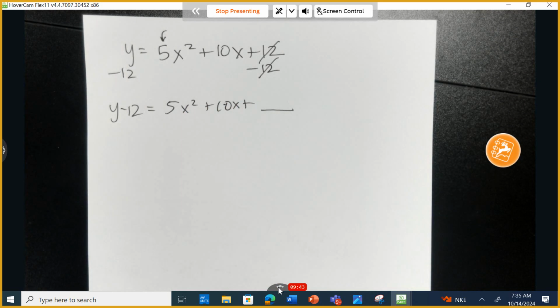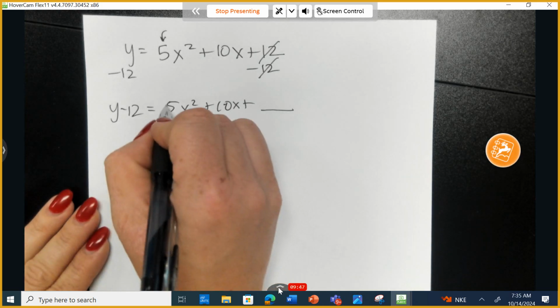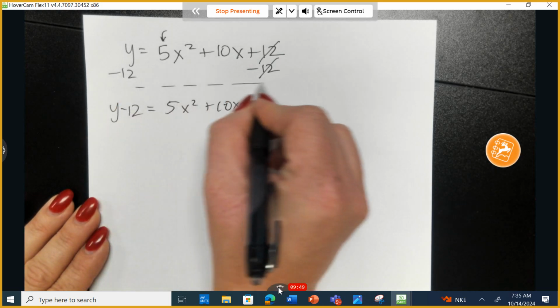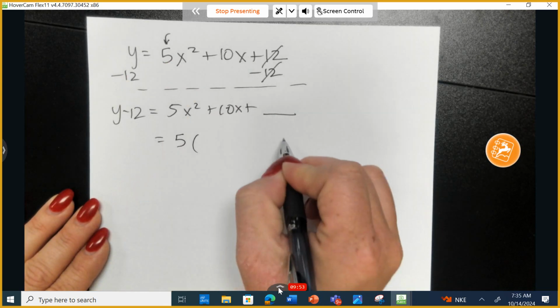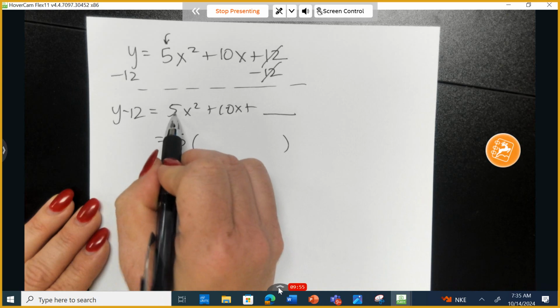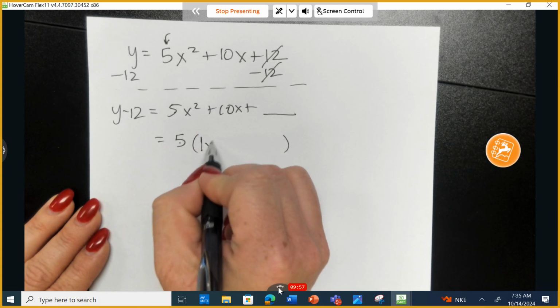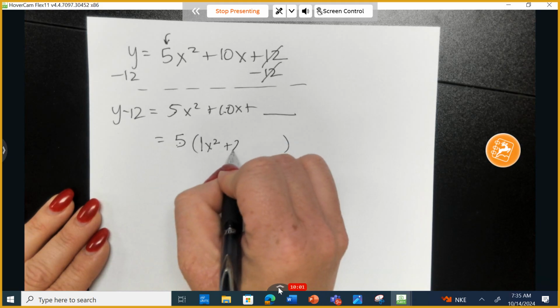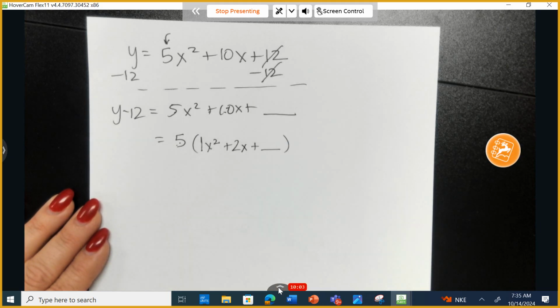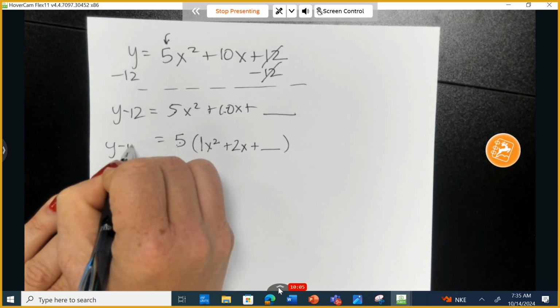Or maybe I want to combine those steps to do one less step. After this part is done, I can simply right away factor out the 5. So I'm factoring out the 5. Now how do I get what goes inside? 5 divided by 5 is 1. Drop down the x squared. Positive 10 divided by 5 is positive 2. Drop down the x. And then I have this unknown value.